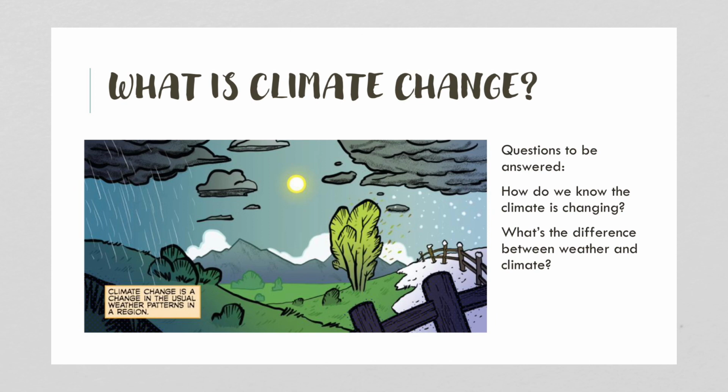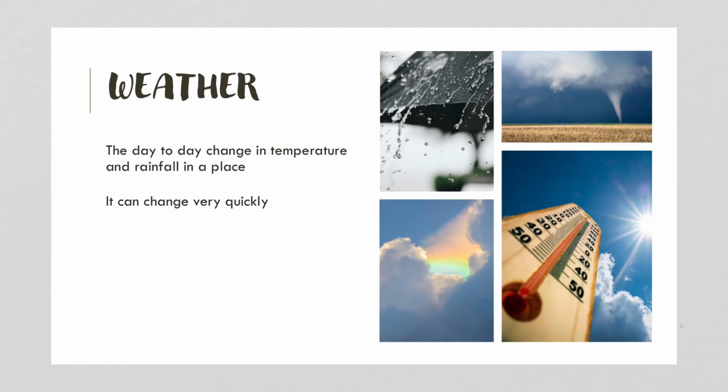So again, this is an image from our Clothing for Climate resource. Climate change is a change in the usual pattern of weather in a region. Weather is the day-to-day change in temperature and rainfall in a place, and it can change very quickly. You could actually see different weather patterns within the same day. You could go from rain to snow to sleet to a tornado to sunny and so on. So weather can change. It's the day-to-day change in temperature and rainfall.